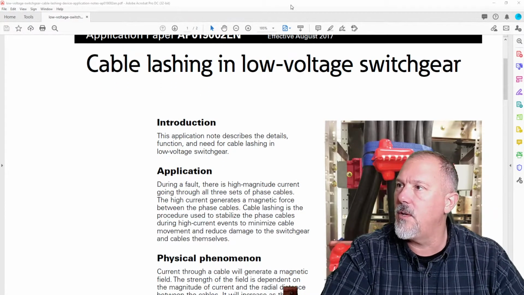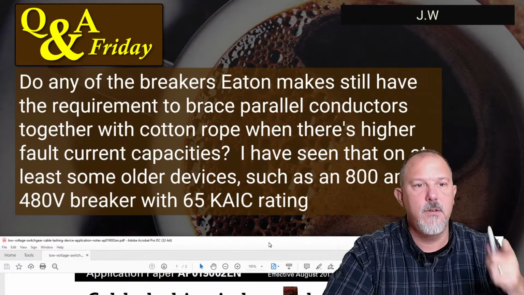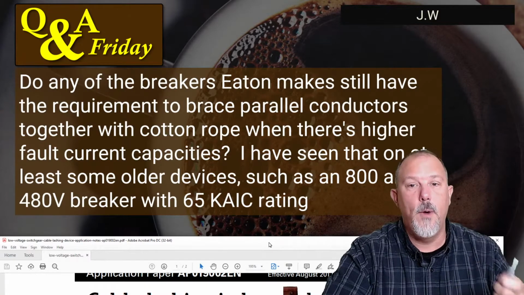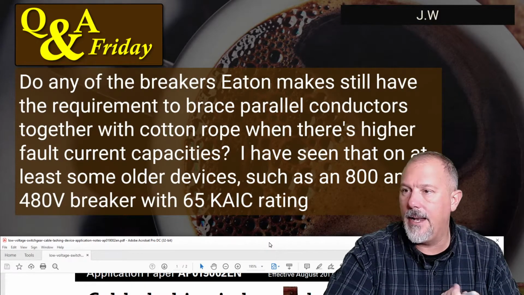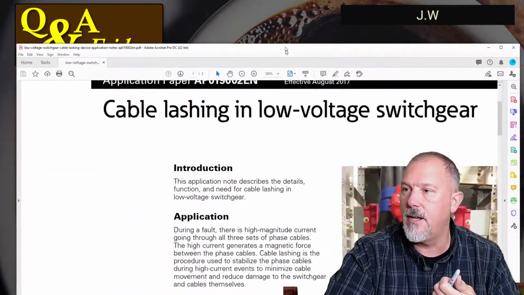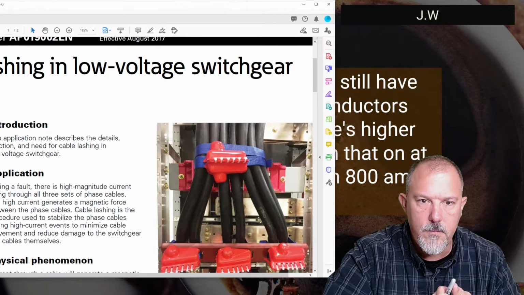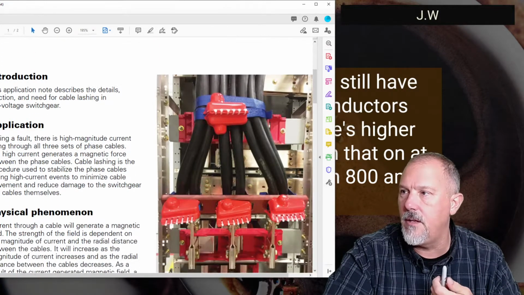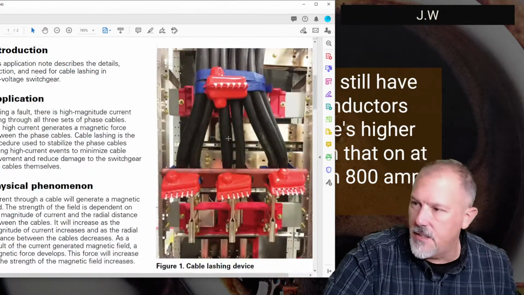All right, so cable lashing. So remember what the question was. Do any of the breakers Eaton makes still have the requirements to brace parallel conductors together with cotton rope when there's higher fault current capacities? I've seen that on at least some older devices such as 800 amps. So boom, this is what he's talking about. Look at this. This is your cable lashing, and that doesn't look like cotton rope to me. It looks more like a nylon in Z formation.